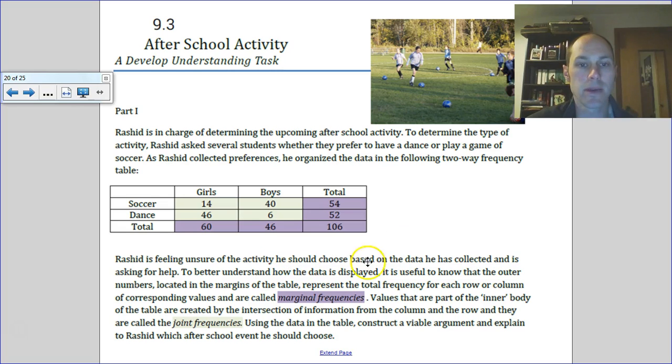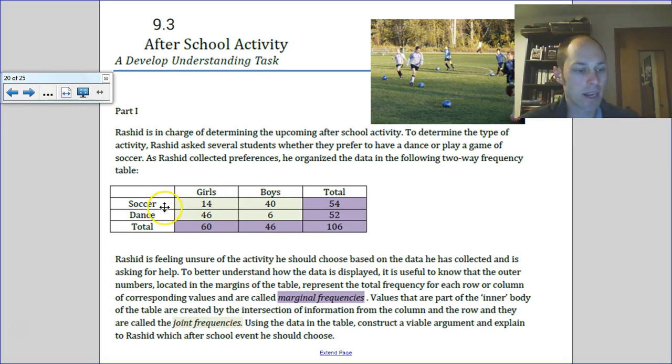Rashid is feeling unsure of the activity he should choose based on the data he has collected and is asking for help. To better understand how the data is displayed, it's useful to know that the outer numbers located in the margins represent the total frequency for each row or column of corresponding values. Those are called the marginal frequencies. So 54 total like soccer, 54 total chose dance, with 106 total participants, and 46 total boys and 60 total girls took part in the survey.